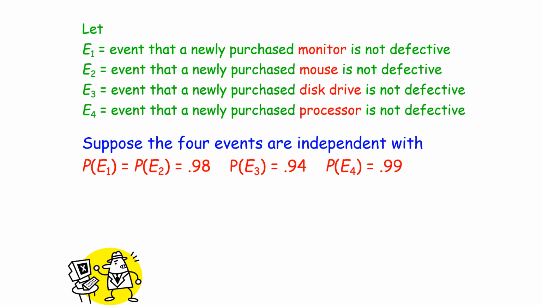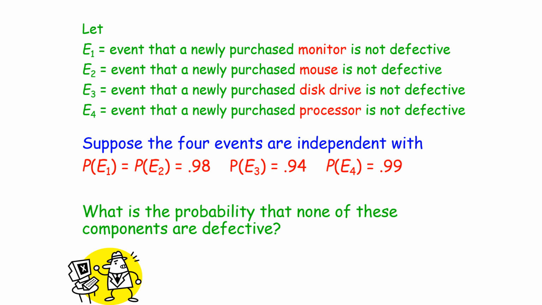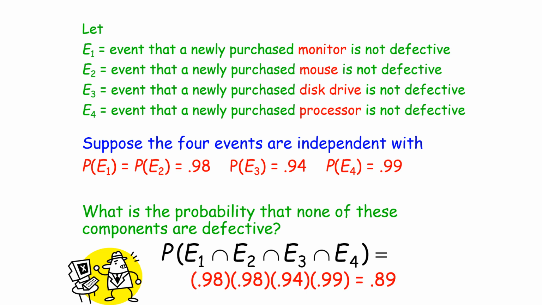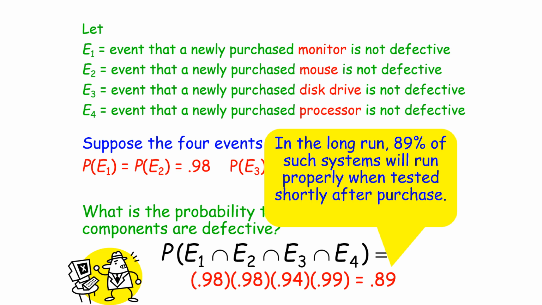We want to know what is the probability that none of these components are defective. So we're going to take the probability of E sub 1 and E sub 2 and E sub 3 and E sub 4, and we're able to multiply those together, giving us 0.98 times 0.98 times 0.94 times 0.99, which equals 0.89. So in the long run, 89% of such systems will run properly when tested shortly after purchase.